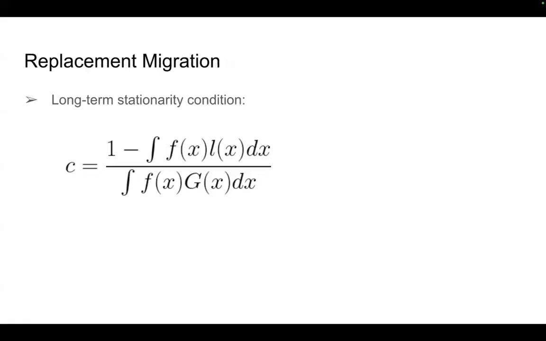So from what I've just laid out, we can actually derive this long-term stationarity condition, and it's not too important to really dig into what these integrals are here. But what I'm trying to show is that you can write down that C has to be this exact thing. We can figure out what number C has to be in order for the population to be stationary in the long run.